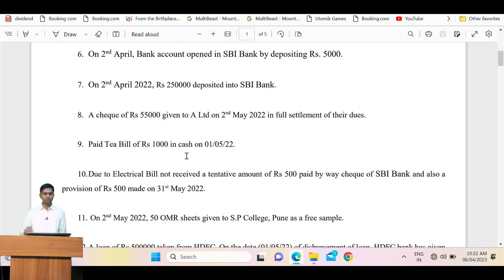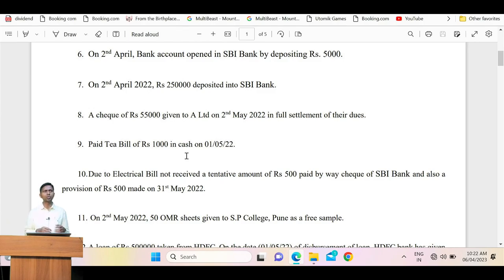Then, my dear students, you paid the tea bill. This is regular. Let it be any organization, what will you find in that organization? Purchase and sale, obviously. Then payment of salary, then some expense payments, staff welfare expenses, electricity, telephone, and repair and maintenance. Yes, these transactions you will generally find in any organization. Therefore, I have tried to cover it all.